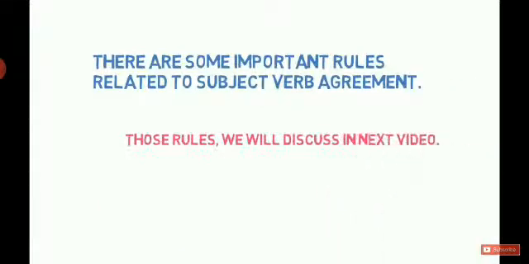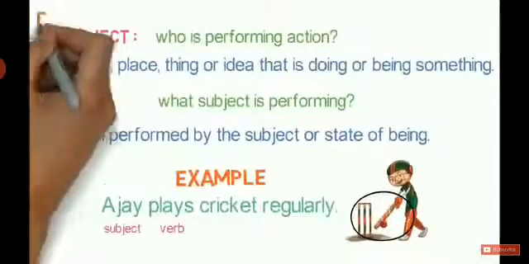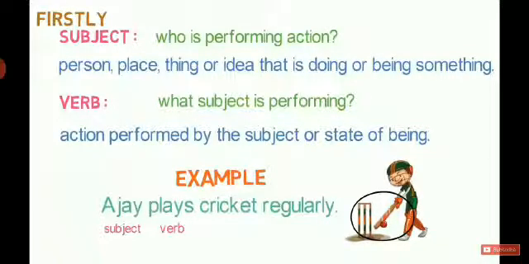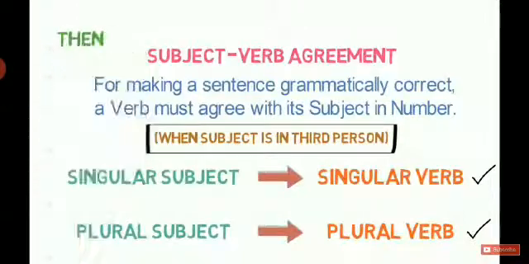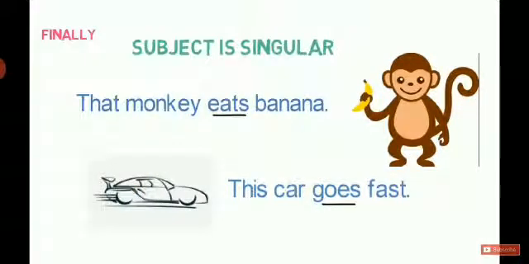There are some important rules related to these. So let us revise. We have understood first what a subject is and what a verb is, and how to recognize them in a sentence. Clear? Then we have understood that in subject verb agreement, when the subject is in the third person, a singular noun will take a singular verb, and plural will take the plural, as we have seen with the examples. Thank you so much.